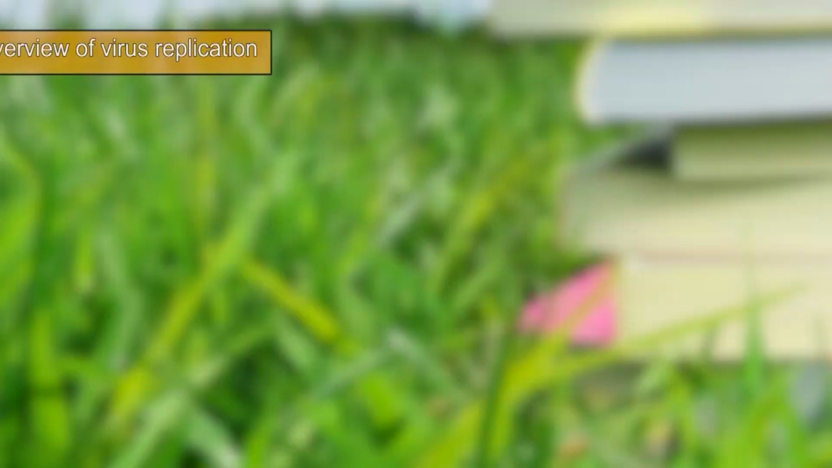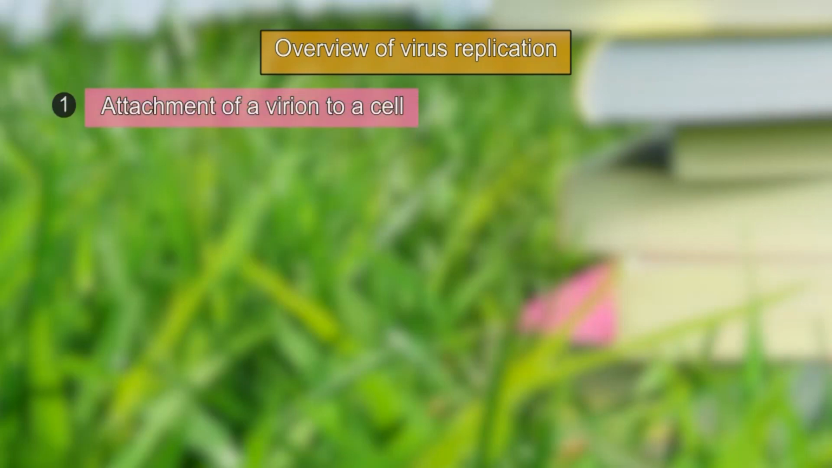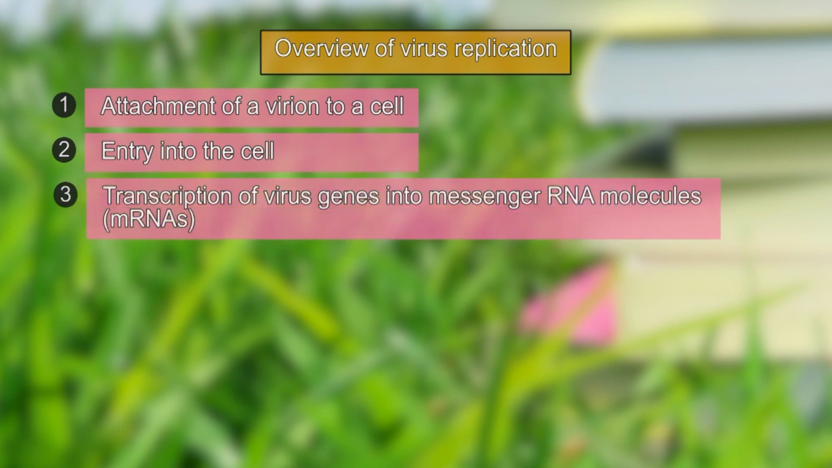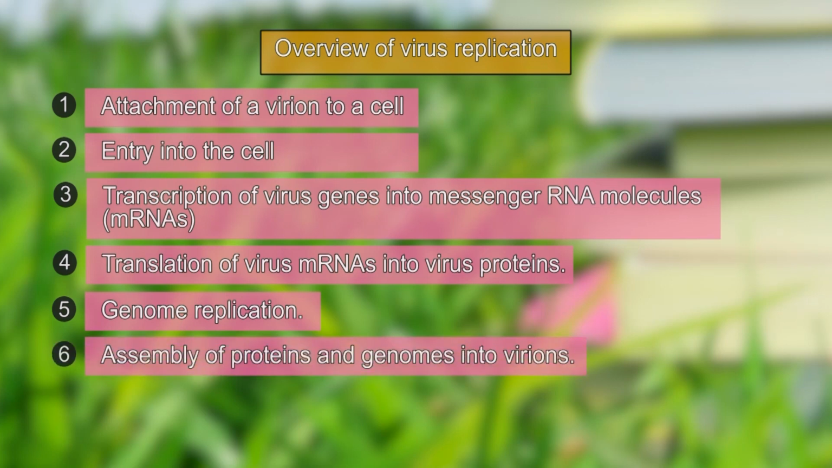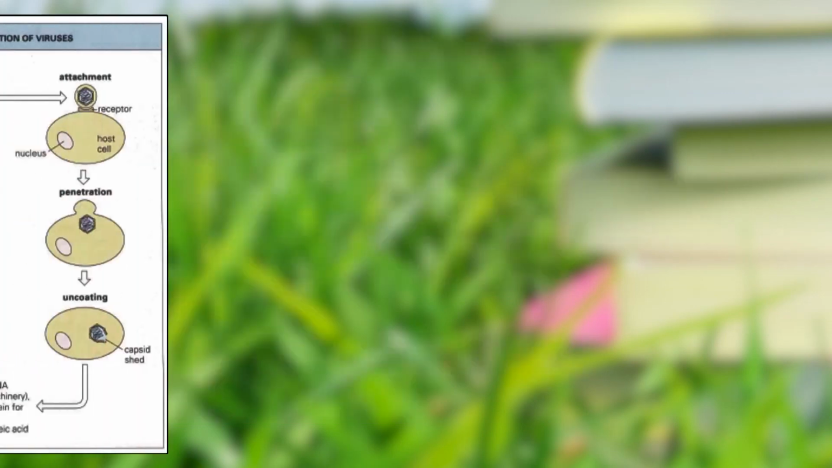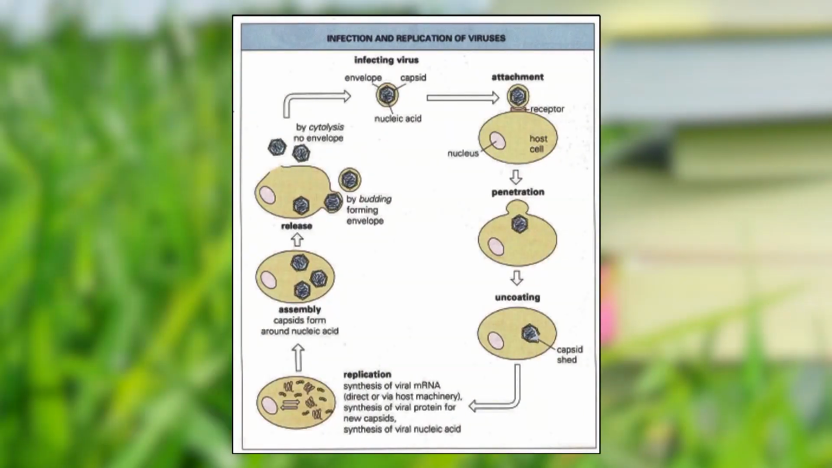There are 7 steps that are followed in virus replication. These are attachment of the virus to a host cell surface, entry of the virus, transcription of the viral genes into mRNA, translation of the mRNA into viral proteins, viral genome replication, virion assembly, and virion egress, that is exit from the cell. Here is the picture that depicts all the 7 steps of replication followed by any virus.